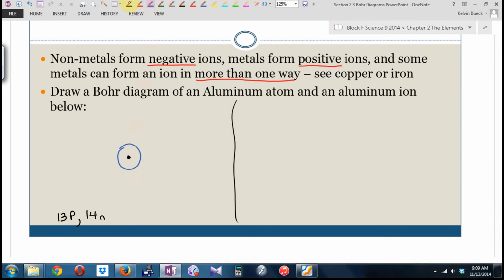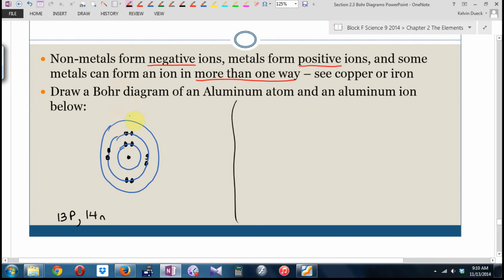How many electrons in the first shell? 2? How many electrons in the next shell? 8. Is it 8? Okay. 1, 2, 3, 4, pair, pair, pair, pair. How many electrons in the next shell? Just 3. This is an atom. How many protons? 13. How many neutrons? 13. This is not stable.